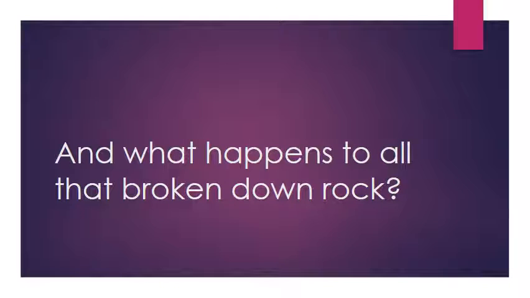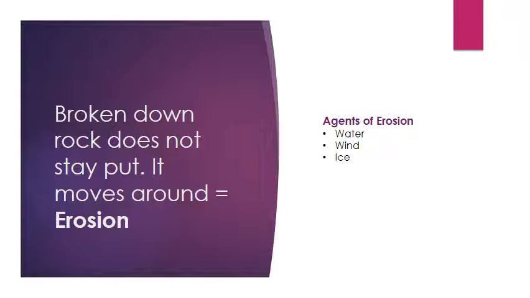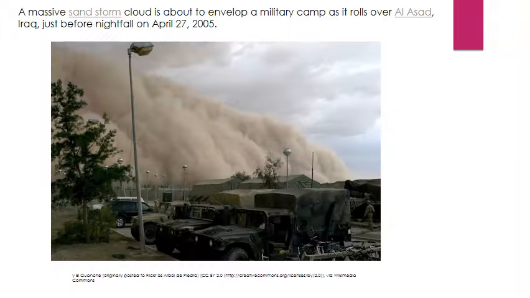And lastly, what happens to all of that broken down rock? Well, it doesn't stay put, does it? It moves. When rock moves, we call it erosion. Water, wind and ice tend to be the main agents of erosion and moving rock, although humans are pretty good at moving rock around too. We like to pile it up in trucks and move it away to where we want it.